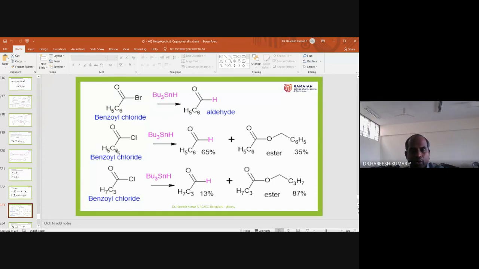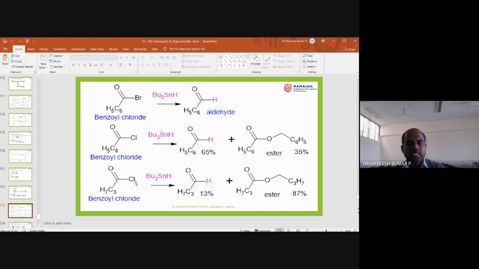Similarly, benzoyl chloride, when it is treated with tributyl tin, what is happening? It is observed that in addition to the aldehyde formation, it also leads to the formation of ester, up to 35% ester and 65% aldehyde obtained. So that means for 1 gram, 0.65 gram of aldehyde and 0.35 gram of ester. More particularly with respect to the mole. Okay, you know what a mole is.